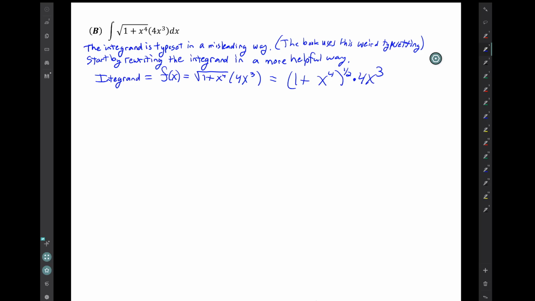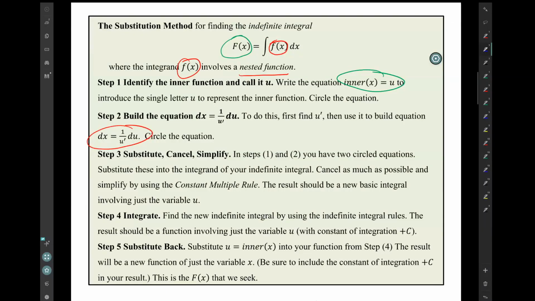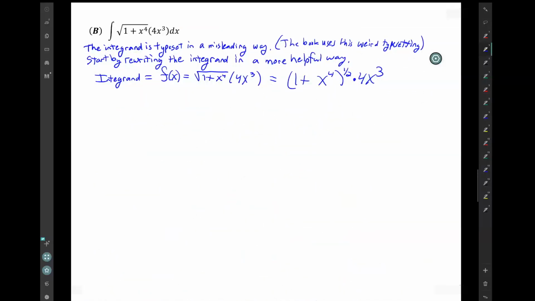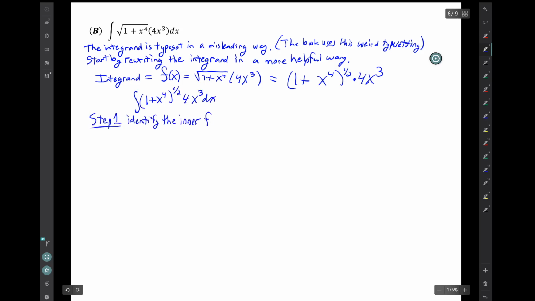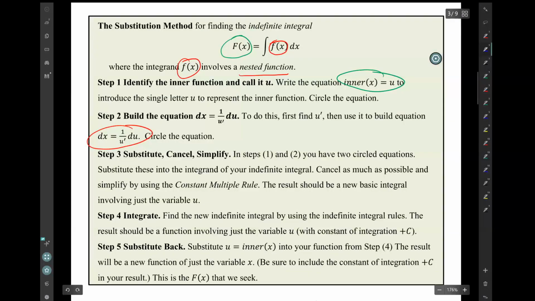Let's go back up and look at the procedure again. Step 1 is identify the inner function and call it u. So our integral has now become the following. So our step 1 is to identify the inner function and call it u. And we should circle that equation. Now let's go up and see what our step 2 is. Step 2 is to build the equation dx equals 1 over u prime du and circle it.